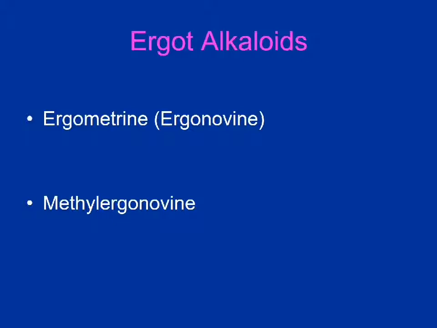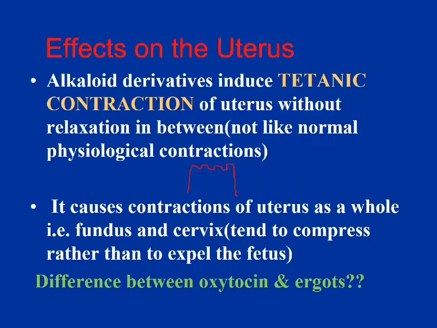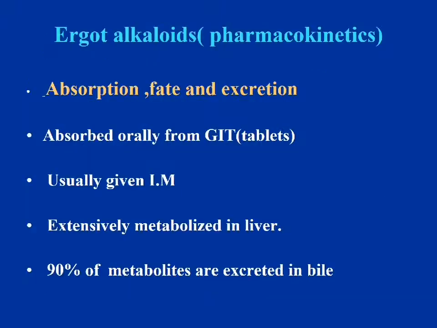What about ergot alkaloids? It is like ergometrine, ergonovine, and methylergonovine. What are the effects on the uterus? Alkaloid derivatives induce tetanic contractions of the uterus without relaxation in between, not like normal physiological contractions. It causes contractions of the uterus as a whole, that's to say fundus and cervix, tending to compress rather than to expel the fetus. The difference between oxytocin and ergots is actually quite clear.